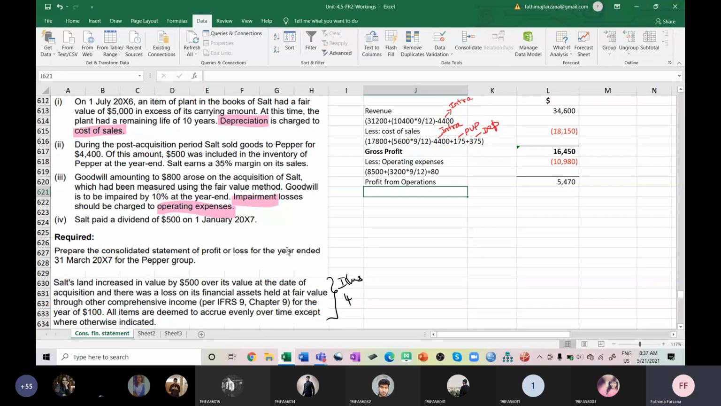Is this the entire dividend? Don't do 9 by 12. You as a parent are receiving this as an income from your subsidiary. Don't do 9 by 12 because 9 by 12 speaks about the post and pre-acquisition. Salt is paying dividend. That's what is given here. 500 is paid. So Salt is paying dividend means who and all are eligible to get that.